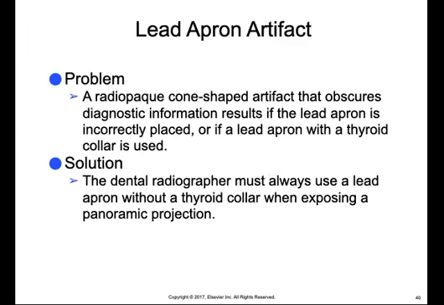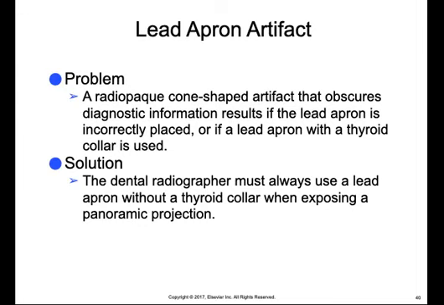Okay, a lead apron artifact is a problem that happens when a radiopaque cone-shaped artifact that obscures diagnostic information results. This all results if the lead apron is incorrectly placed, or if you're using a lead apron with a thyroid collar. So this is just another reason why we don't use a thyroid collar with panoramic x-rays, because a lot of the times that thyroid collar can get in the way of the primary beam.